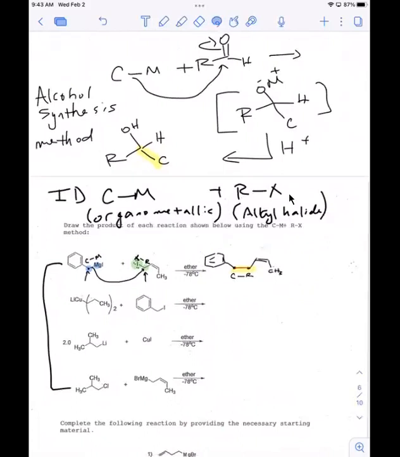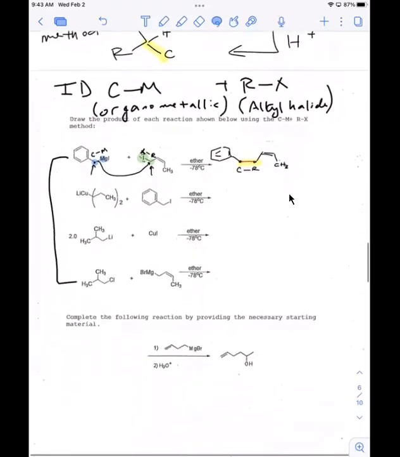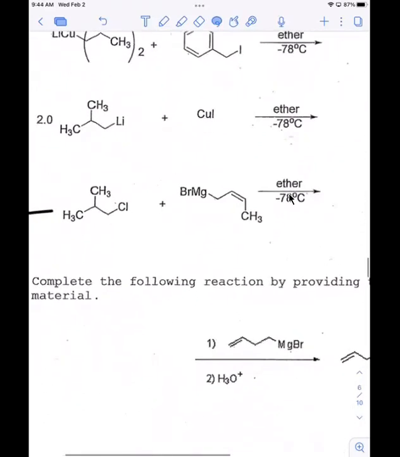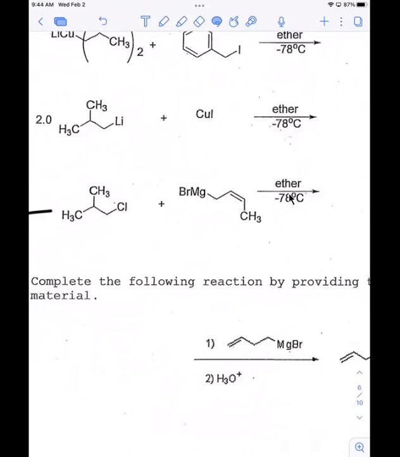Well, I'll go back and talk about that. All right, so that's the reaction between those two. Let's look at the bottom reaction and see if we can figure that one out. First, we want to identify CM and we want to identify RX.